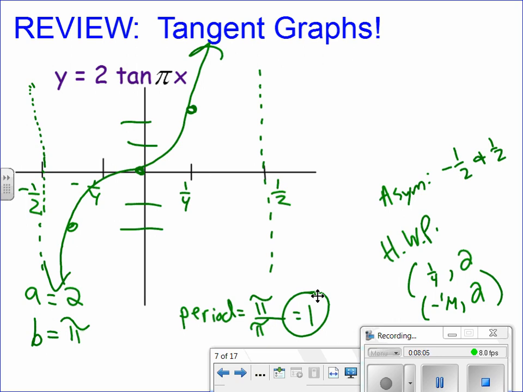So that wasn't bad. I wanted to refresh tangents before our next one, which is a tangent that is flipped upside down and shifted. Ooh, it'll be a challenge.